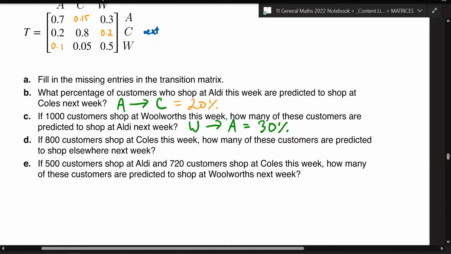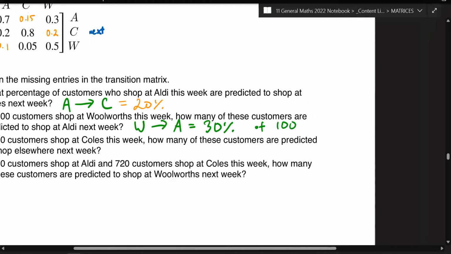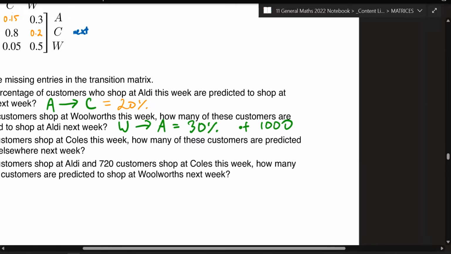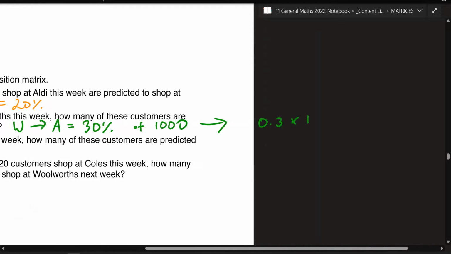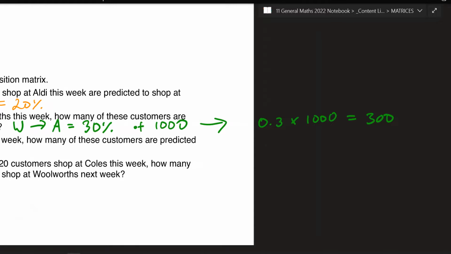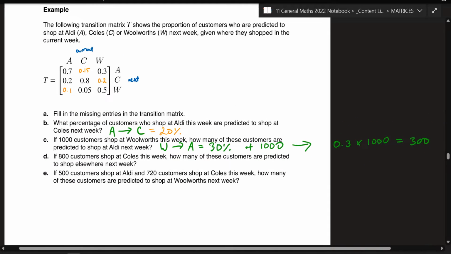What you need to do next. So if you have 1,000 people who shopped at Woolies this week, what's the number of them that will go to Aldi? So we need to find 30% of 1,000. Okay. So it's going to be 0.3 times 1,000, which is 300. Okay, so 300 people out of 1,000 are going to go to Aldi next week. So if they went to Woolies this week, they're going to go to Aldi the week after.